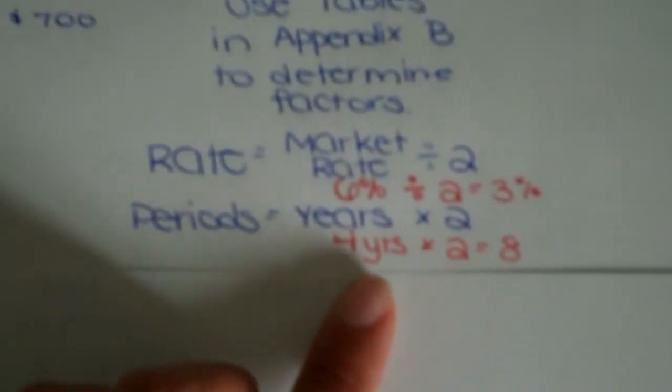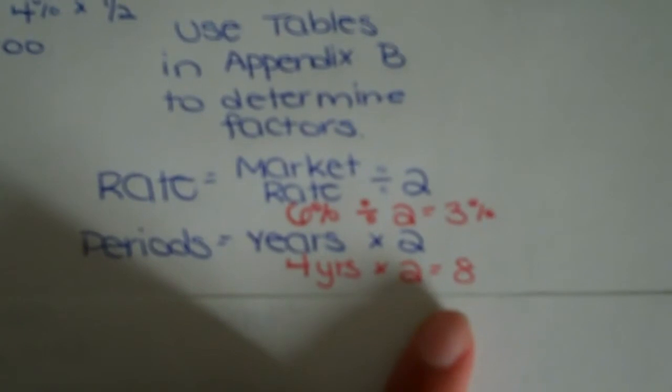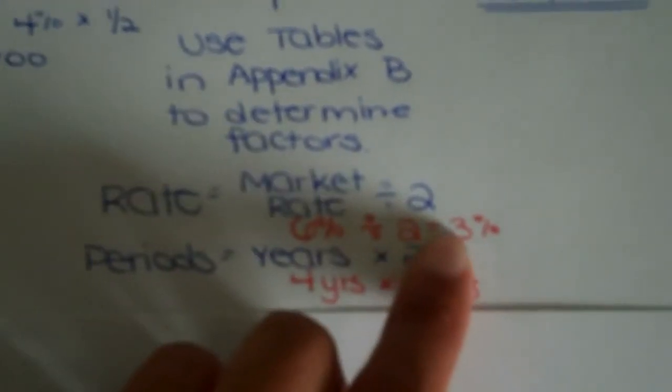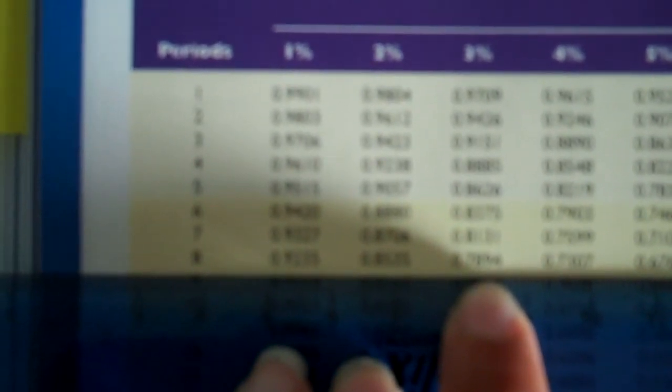To find out the number of periods, we need to know the life of the bond, multiply that by 2 to express it semi-annually. We're told that the life of this bond is 4 years, multiply it by 2, that's a total of 8 periods. So we're going to be looking for the present value factor of 3% and 8 periods on our table B.1. Using the number of periods of 8 and the interest rate of 3%, we get a table factor of 0.7894.